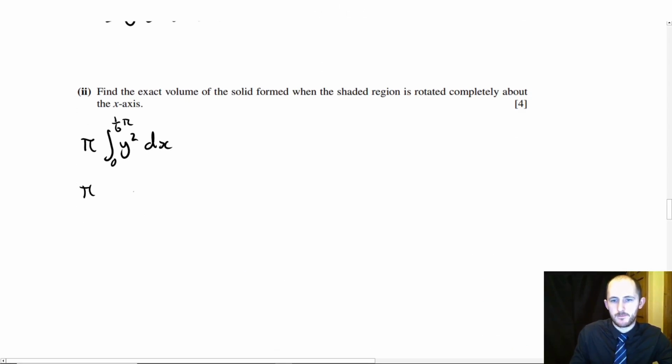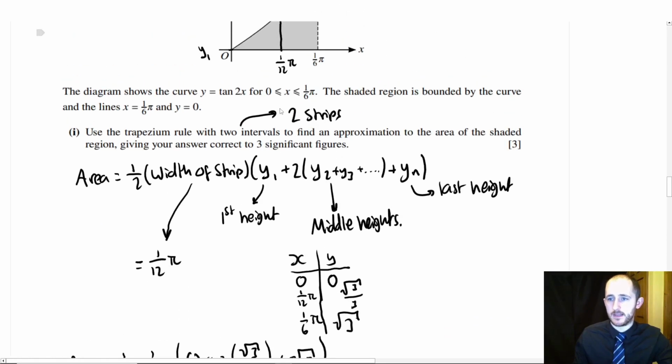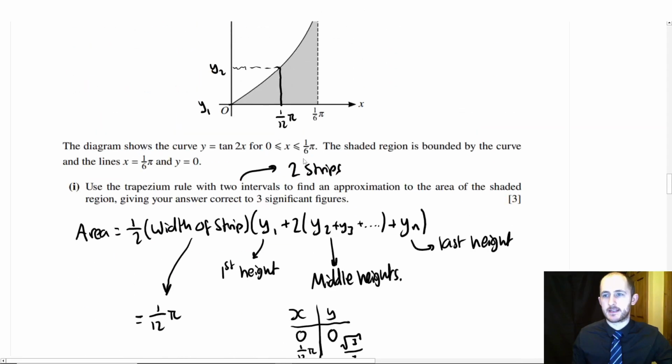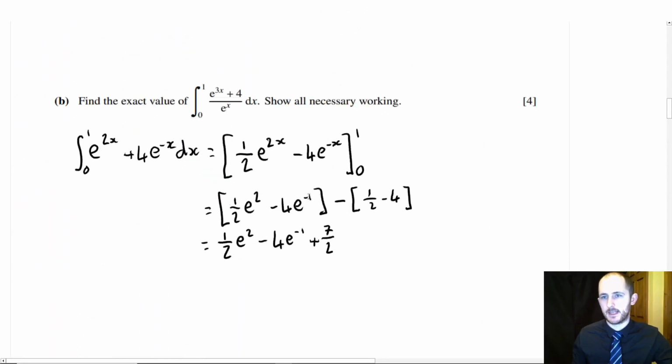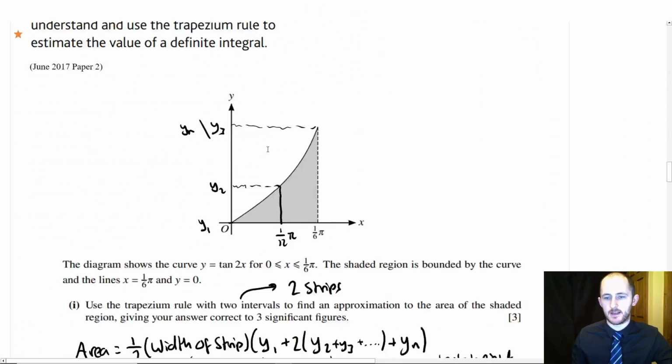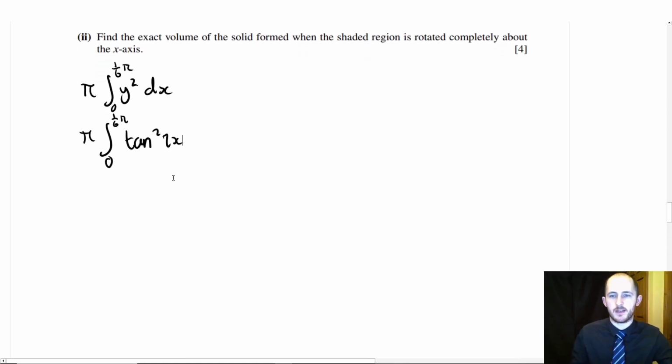So this is pi, 0, 1/6 of pi, and y squared is just tan squared 2x. And if you notice, we can use the exact same trick that we used back here to make it sec squared minus 1 instead, which is better. Again, you could write that out in full terms again, but I'm not going to.